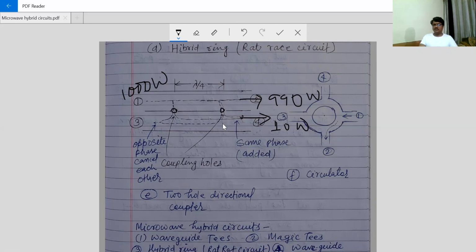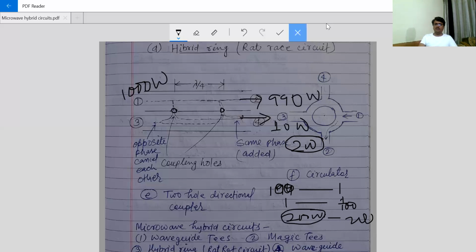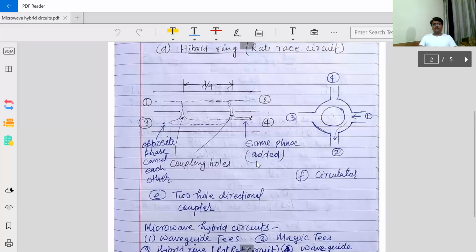We do not measure the power directly. Let us suppose the measured power here is 2 watt. That means 99% of the power is going here, and only 1 watt is coming here. Or you can say out of 100, 1 watt is here. So it is 1 upon 100. If 200 watt is there, what will happen? It will be 2. This means if we are getting 2 watt here, then 200 watt is the input. So this is the reason we are using this two hole directional coupler.